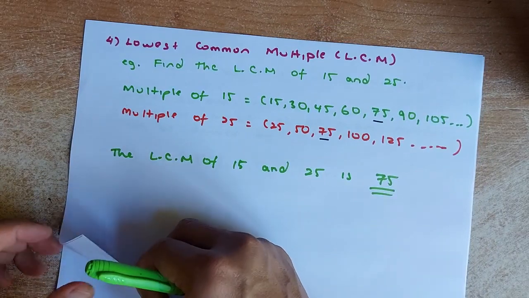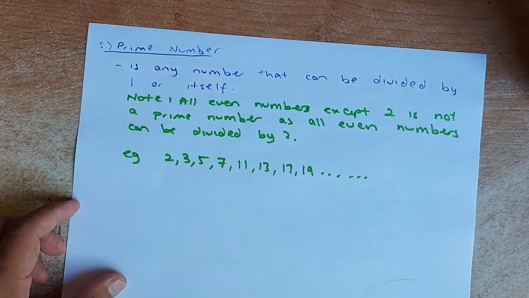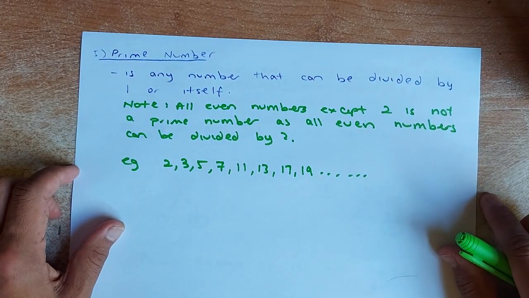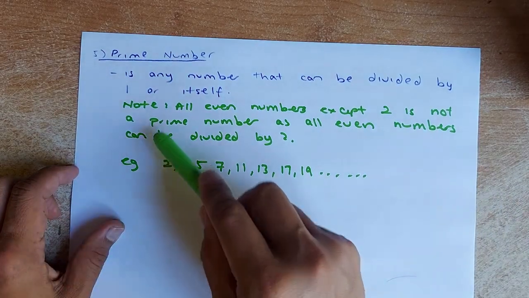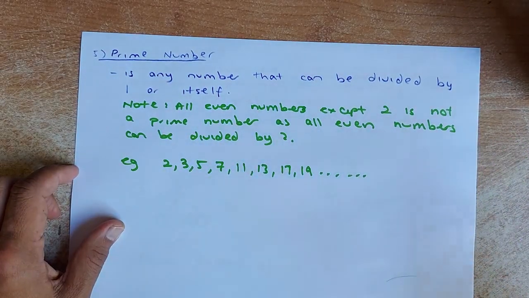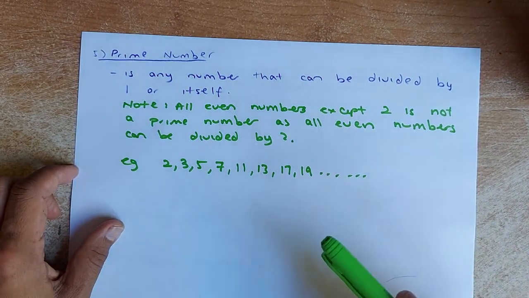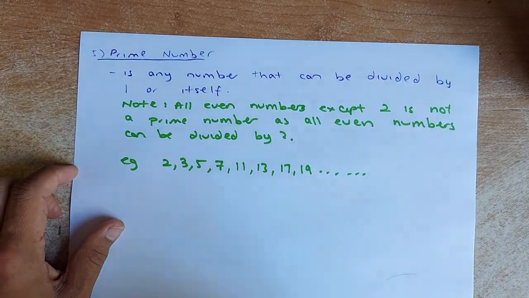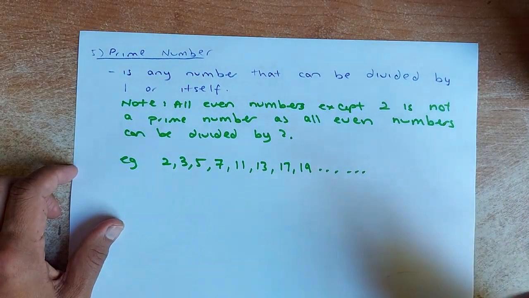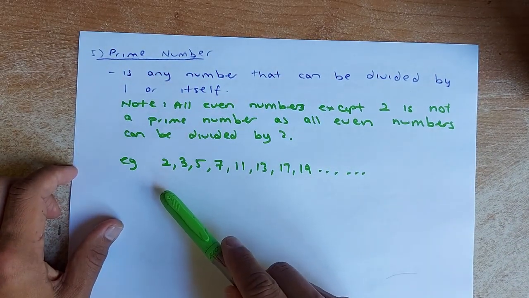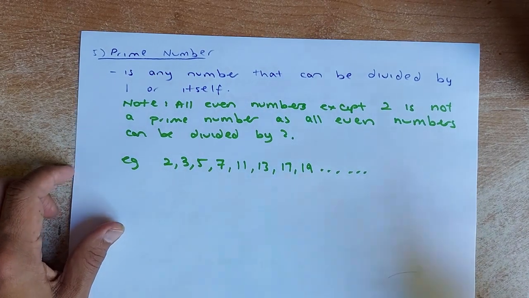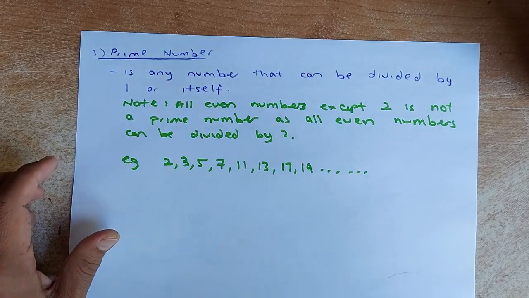So now we are going to do prime numbers. You have learned this in primary school. So prime numbers are any numbers that can only be divided by 1 or itself. So you need to note this, all even numbers, 4, 6, 8, 12 are not prime numbers because they can be divided by itself, by 1, and also by 2. So if the question asks you for prime numbers, always ignore all the even numbers. So we shall look at the prime numbers from 1 to 20. So the first prime numbers are 2, 3, 5. All these numbers can only be divided by itself or 1.